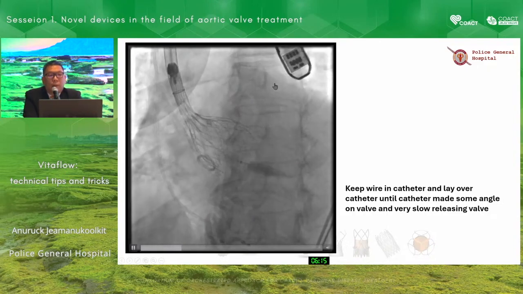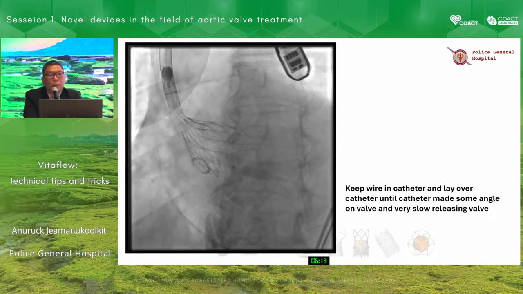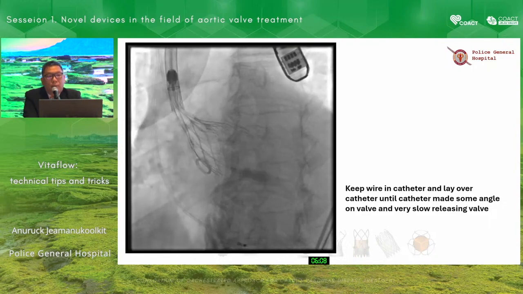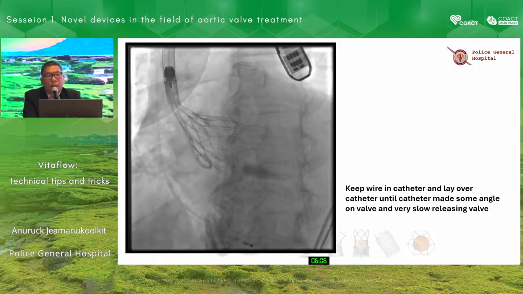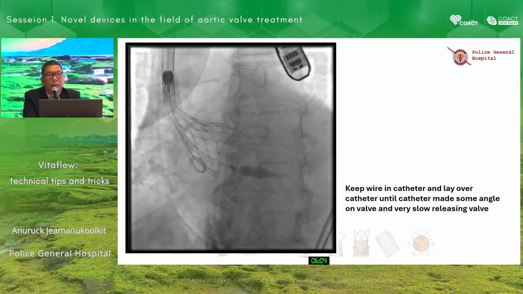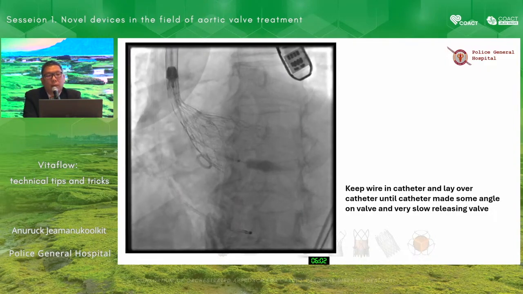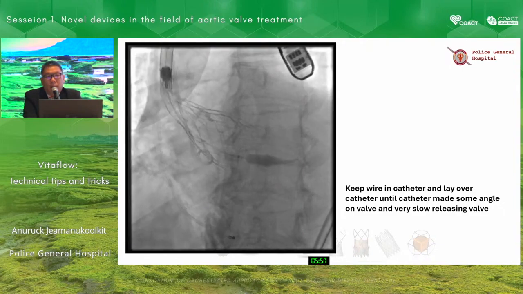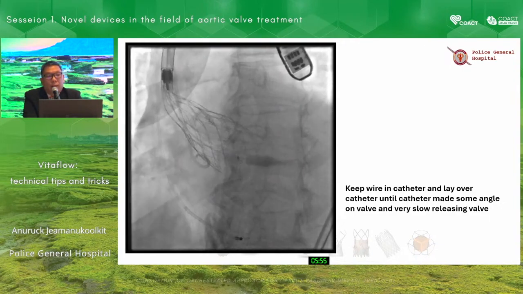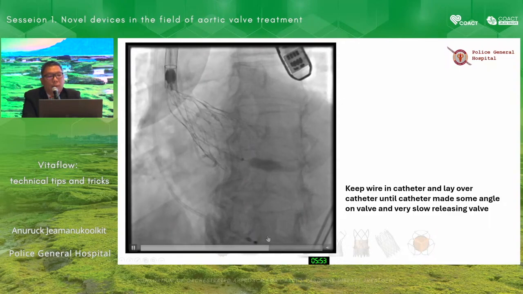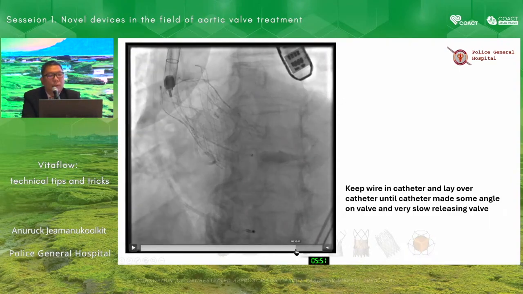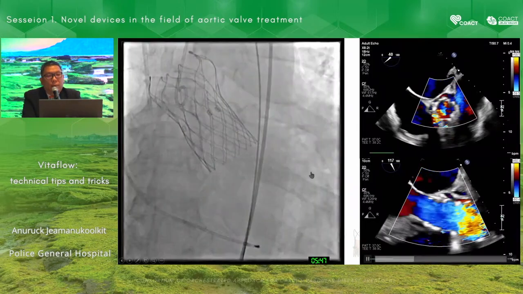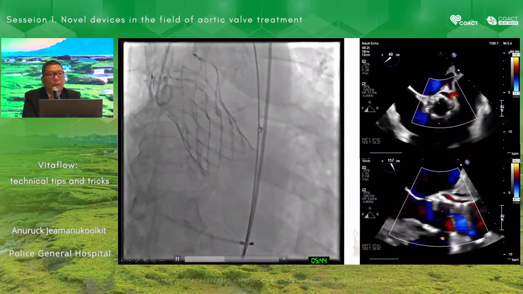So just slowly release the centralized nose cone and release the valve. The technique, for me, is nearly the same as the Evolut technique. So it's quite stable in this case for the AR case. Okay, we can see it because I have to slow down. Yeah, this is the final result of this case.